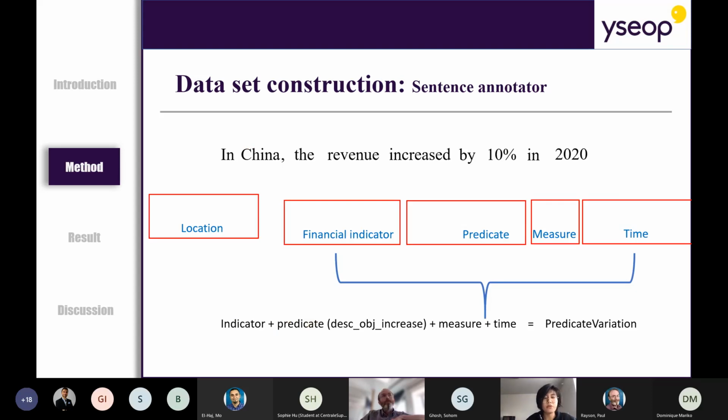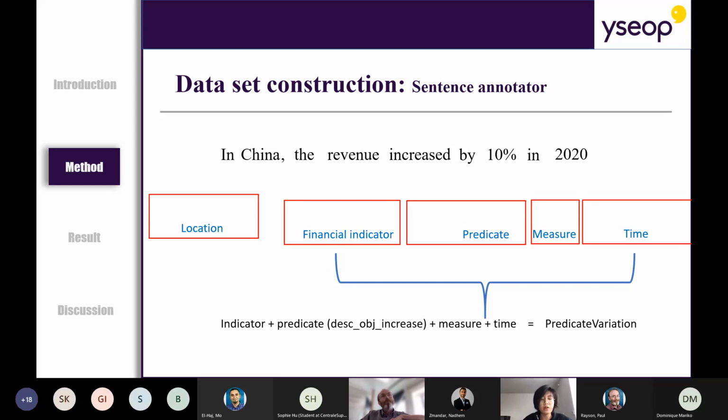Here is an example for better comprehension of the annotation process. When a sentence annotator receives a sentence, for example, in China, the revenue increased by 10% in 2020, it at first annotates the key elements inside. We have in China as the location, the revenue as the financial indicator, increased by as the predicate, 10% as the matter, and in 2020 as time.